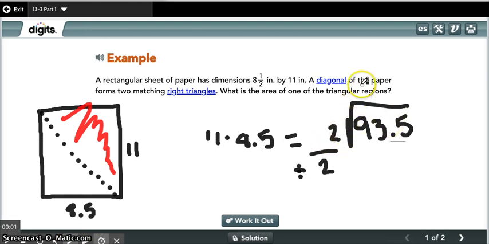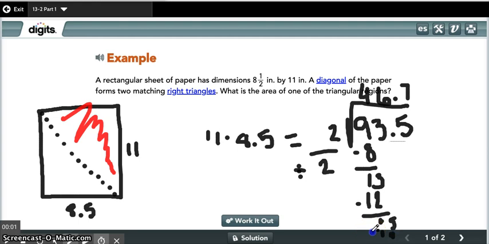2 goes into 9 4 times. 4 times 2 is 8. 9 take away 8 is 1. Bring down the 3. 2 goes into 13 6 times. I'm going to throw that decimal up here before I forget. 6 times 2 is 12. 13 take away 12 is 1. Bring down that 5. 2 goes into 15 7 times. 7 times 2 is 14. And I know you can't see this right now, but 15 take away 14 is 1.